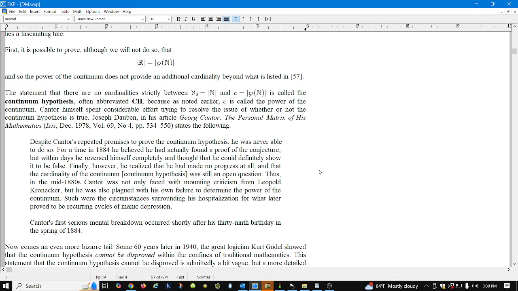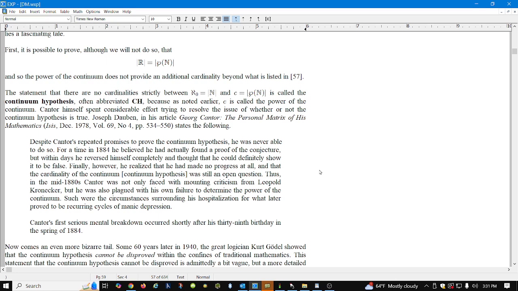Despite Cantor's repeated promises to prove the continuum hypothesis, he was never able to do so. For a time in 1884, he believed he had actually found a proof of the conjecture. But within days, he reversed himself completely and thought that he could definitely show it to be false. Finally, however, he realized that he had made no progress at all, and that the cardinality of the continuum, in other words, the continuum hypothesis, was still an open question.